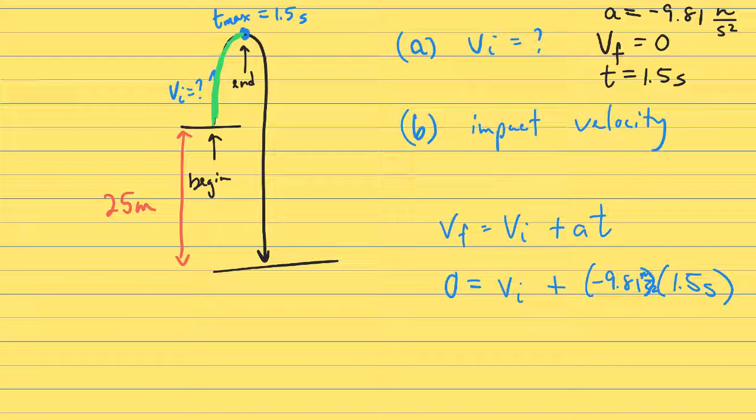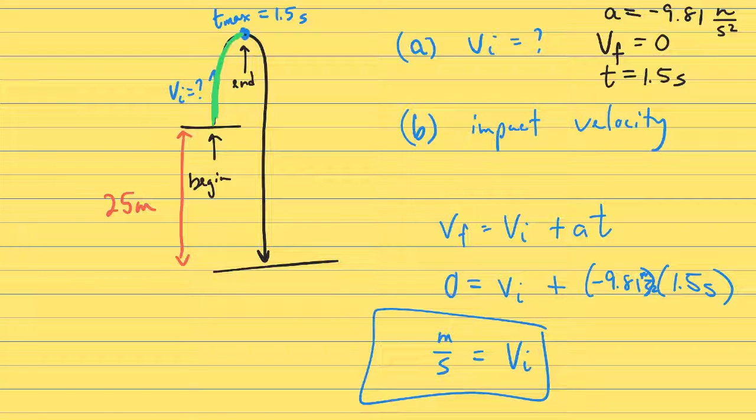Seconds cancels with seconds, leaves me with meters per second. I get a negative number here. I move that negative number over to this side, becomes a positive number, obviously because we launched this object up. Your answer has to be positive. Again, this is a negative quantity, but you're going to add it over to the left-hand side. It's around 15, obviously. What is it? 14.715.